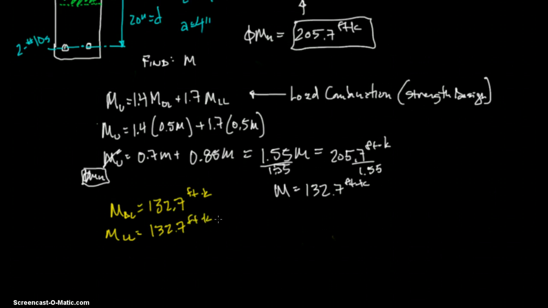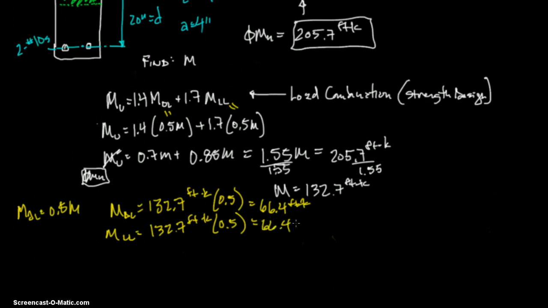And actually, I forgot to say, you could say MDL equals 0.5 M, and same thing for MLL. So we have to actually multiply that by half, since it's half. Remember, MDL equals MLL, the live load moment, equals 0.5 M, so I forgot to do that. So we get 132.7 divided by 2 equals 66.4, let's say. And remember, I'm rounding, so it's not going to be coming out perfect. I might be slightly over, but 66.4.